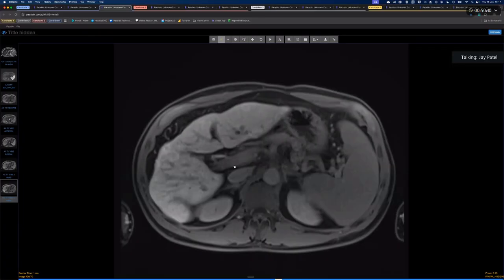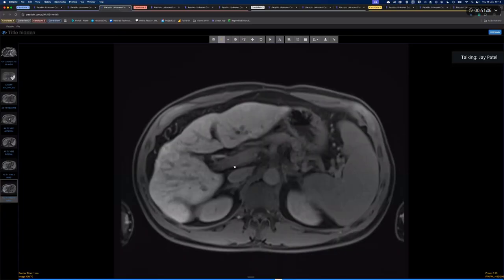The delayed acquisition is typically at 20 to 25 minutes, not quite an hour. You can do much more delayed Primovist examinations, but by the time you get to an hour, nearly all of the contrast will be in the biliary excretory phase. Very little will be intracellular in the liver parenchyma. So Primovist delayed is about 20, 25 minutes.